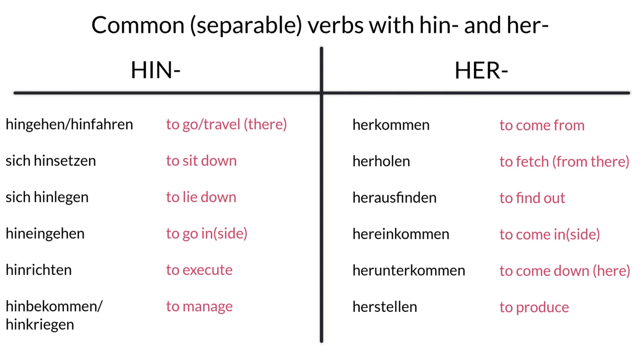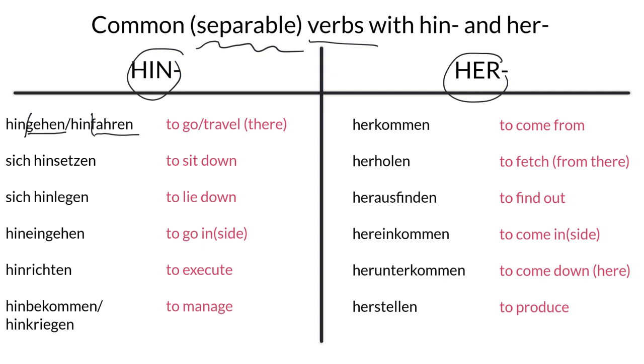But probably the most common context where you're going to see hin and her is with verbs. And I just want to emphasize that all of these verbs that we're about to look at, these example verbs, are separable. And that means that the hin and the her can actually detach. So with this first example, we have hingehen and hinfahren. The hin and the rest of the verb, the stem gehen or fahren, actually can detach depending on the context. You can watch my video on separable verbs to find out exactly how that works.